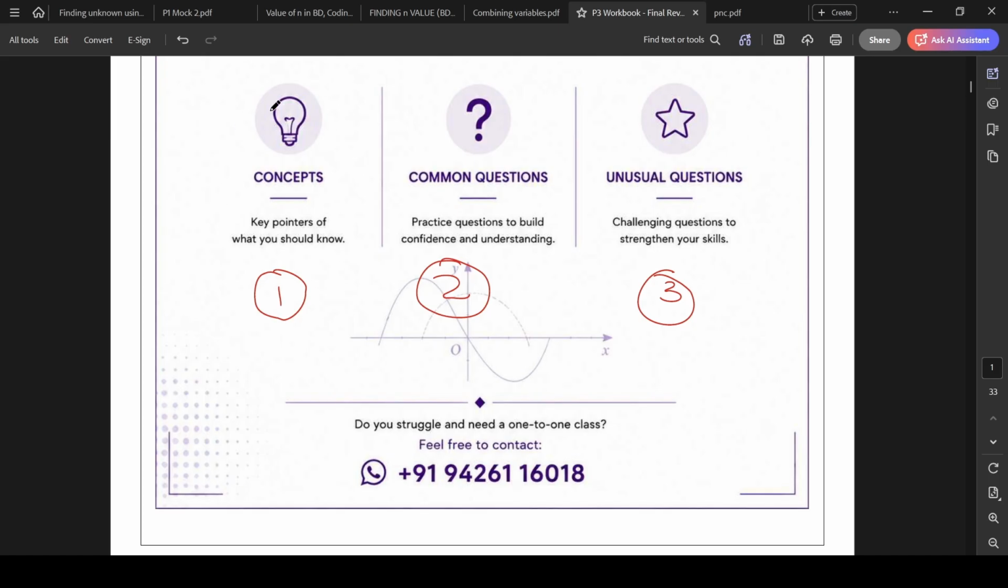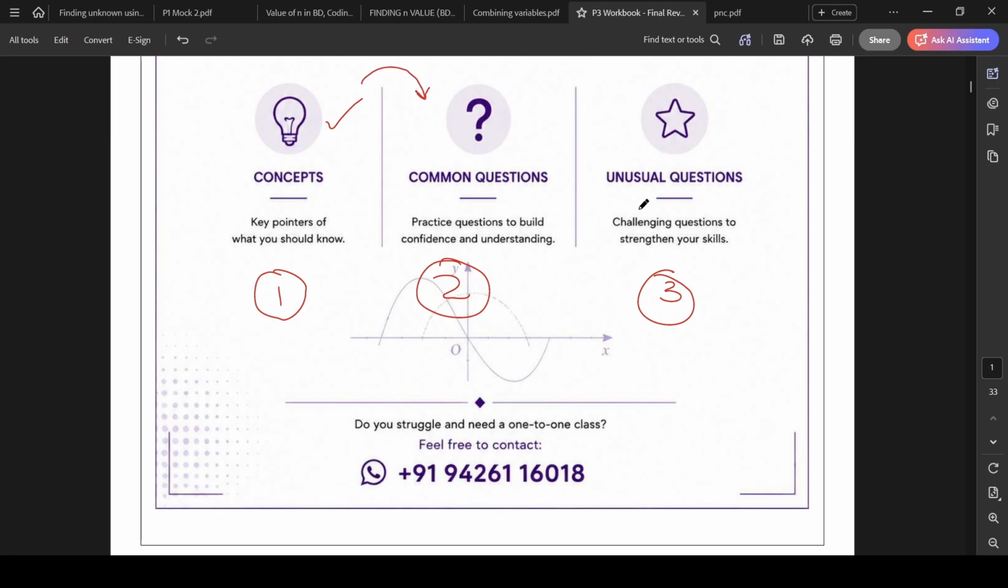Once your concepts are on your fingertips per topic, based on that, what are the common type of questions that you can expect in your past papers? So I've taken examples of some of these kinds of common questions. We are going to solve all of them in this playlist. And then it's just going to help you understand how important the key pointers are, because you will see that from these key pointers only, most of the questions are designed by the Cambridge.